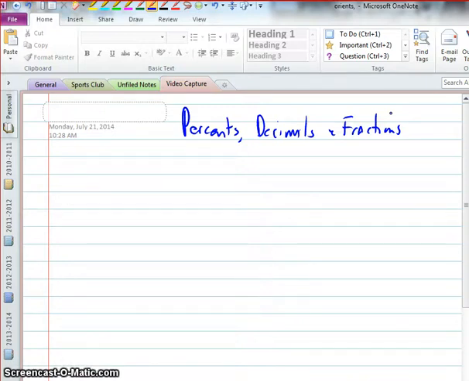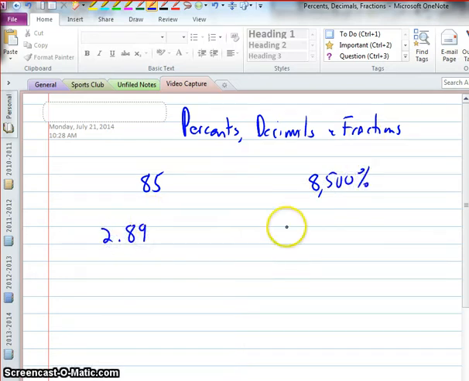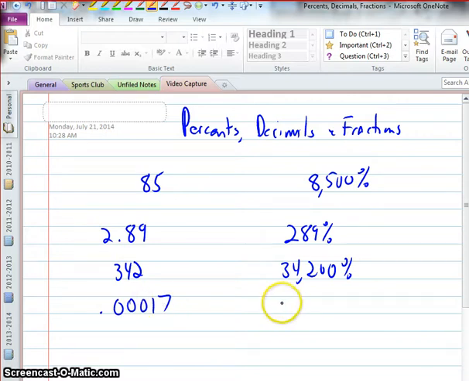So any number we have, say we have the number 85, and I want to turn it into a percentage. All I'm going to do is multiply by 100 and add a percentage sign, so that becomes 8,500%. So 2.89 becomes 289%. 342 becomes 34,200%. And even a small decimal like 0.00017, move the decimal place 2 to the right, 0.017%. Never changes, never gets any more difficult. You're just moving the decimal place 2 units to the right.